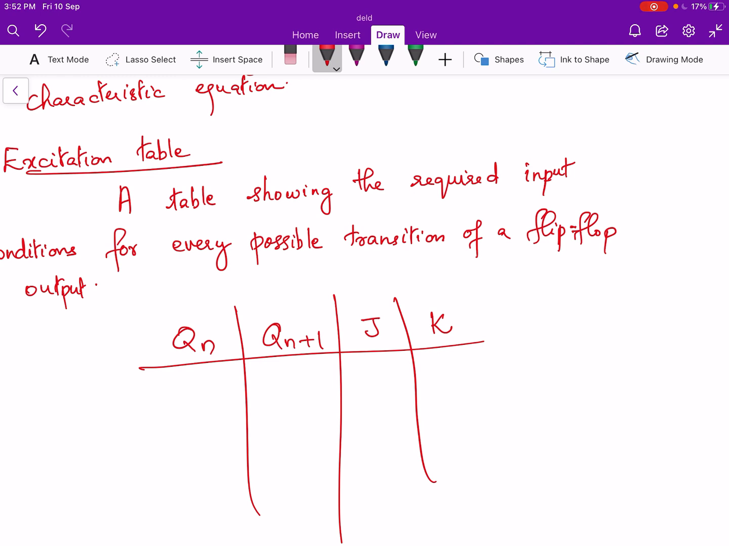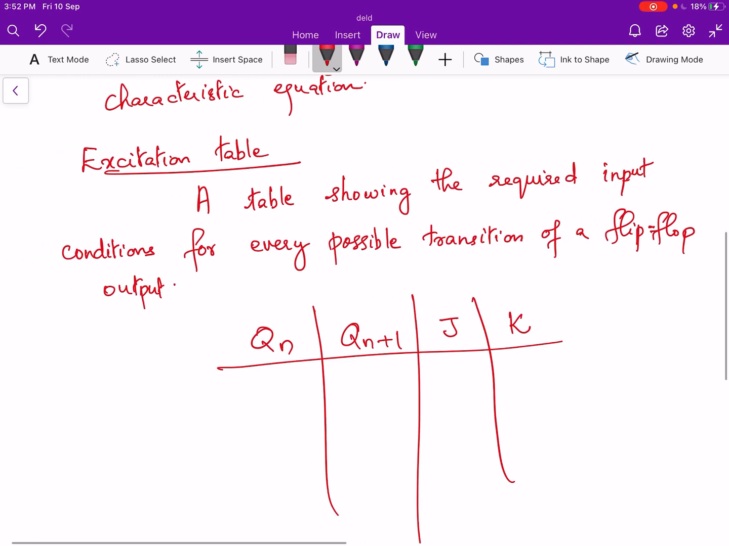So if we are taking the excitation table, if we are taking Qn and Qn plus 1 and writing the input conditions of J and K, then that will be the excitation table of JK flip-flop. Okay, so now we'll see the excitation table and characteristic table of an SR flip-flop.